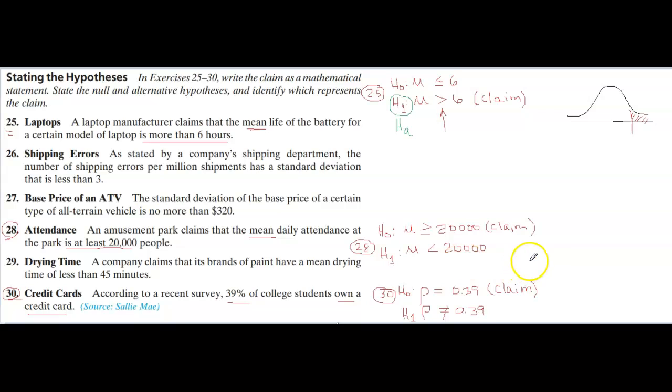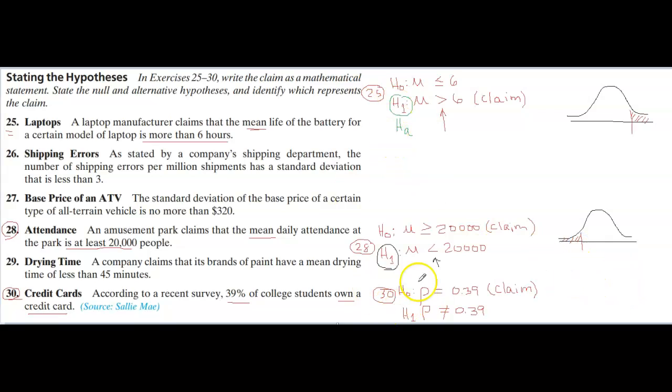For example, if I do number 28, when I draw the bell-shaped curve, okay, so here's my bell-shaped curve, and I look at H1, okay, H1 has a less than, which means that I'm going to be shading the left tail. So I just put a mark and I shade that tail to the left of the mark that I put there. That's all you have to do.